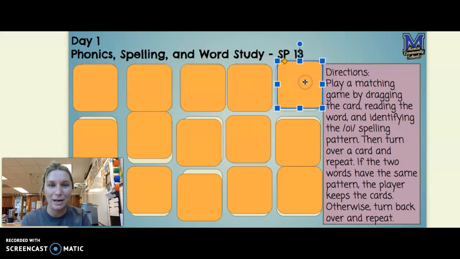Continue until you have matched all of the words with another word that has the same spelling, either O-Y or O-I. As you go, make sure that you are reading the words. And if you want to challenge yourself, a good thing to do would be to write the match that you get either on a separate piece of paper or on your desk if your teacher allows.